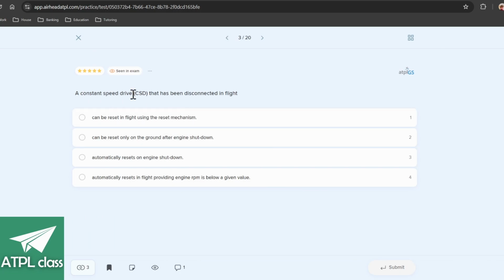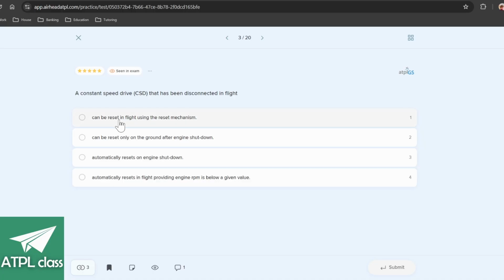A constant speed drive CSD that has been disconnected in flight can be reset in flight using the reset mechanism, can only be reset on the ground after engine shutdown, automatically resets on engine shutdown, automatically resets providing and so on. So it's not going to automatically reset because you don't know what's caused the problem. Engineers would have to go in there and find out.